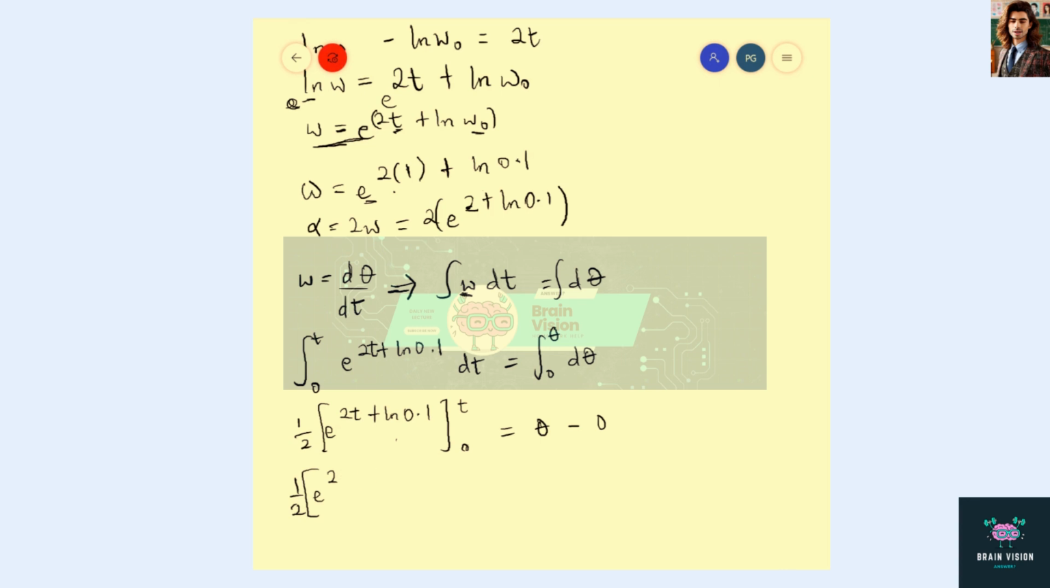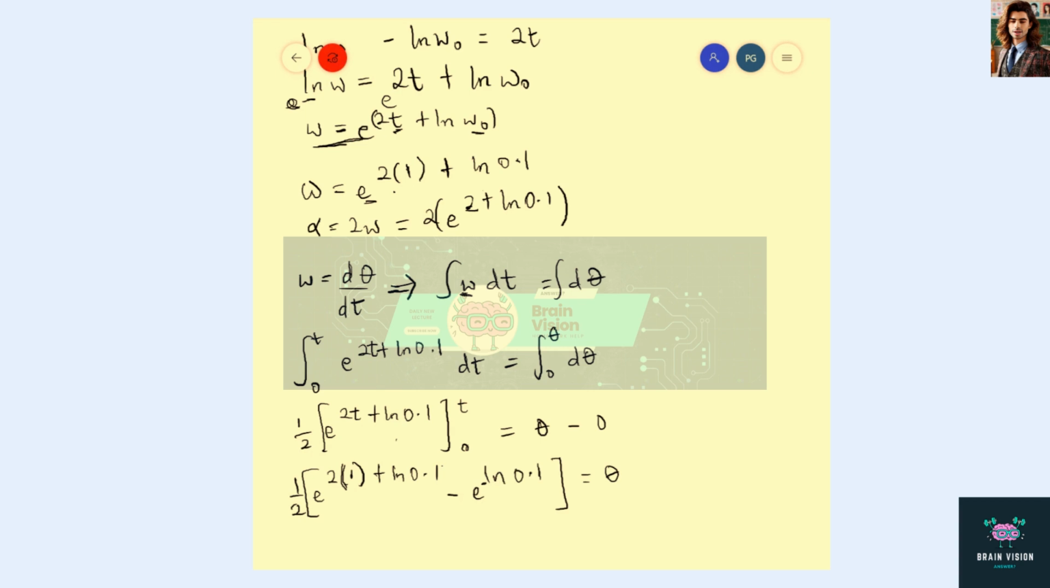And remember our time is going to be equal to 1, so let's just put that down here. Our final time is 1, plus 1 ln 0.1, and minus 1/2 e raised to the power 2(0) plus ln 0.1. So this is just 0, and we're left with ln 0.1, which equals theta.